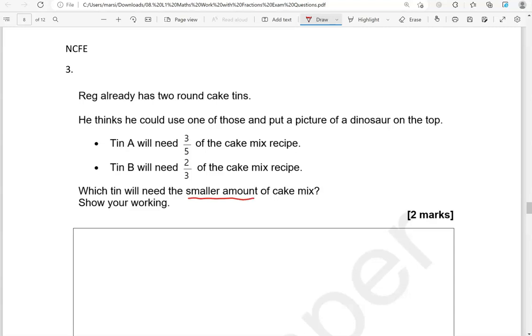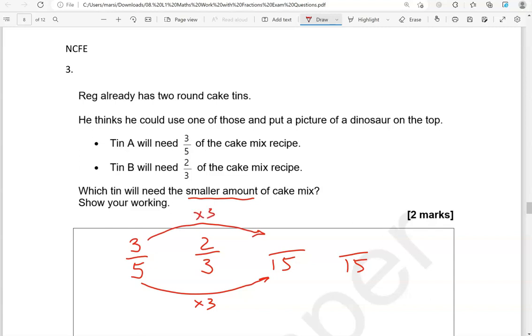So we've got 3/5 and 2/3. So a common denominator would be 15, because 5 times 3 is 15. To get from 5 to 15, we multiply by 3, so we'll do the same to the top number. 3 times 3, that is 9. To get from 3 to 15, we multiply by 5, so we'll do the same to the top number. 2 times 5, that is 10.